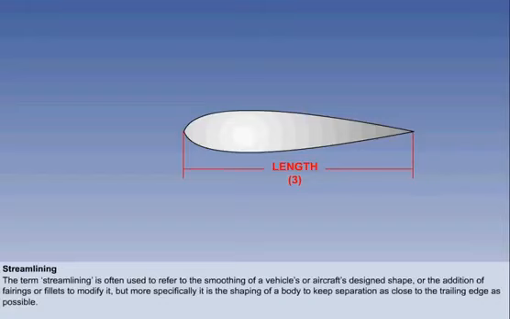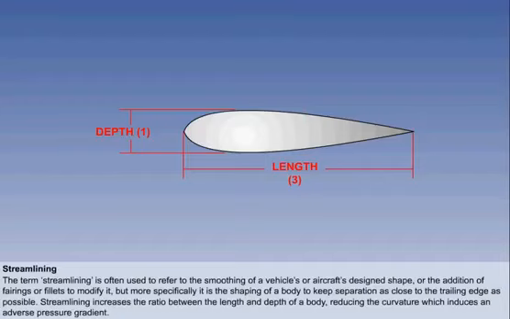The term streamlining is often used to refer to the smoothing of a vehicle's or aircraft's design shape, or the addition of fairings or fillets to modify it. But more specifically, it is the shaping of a body to keep separation as close to the trailing edge as possible.